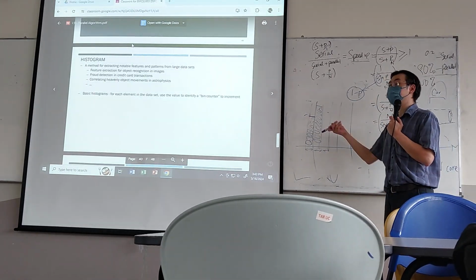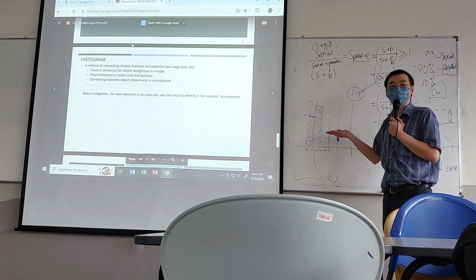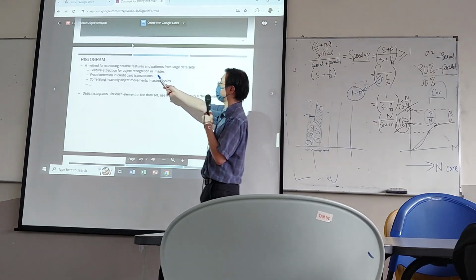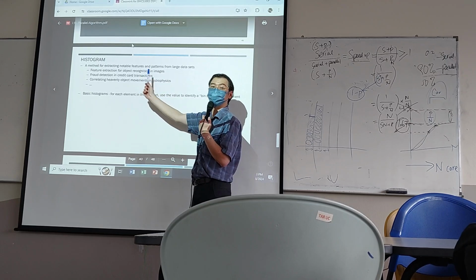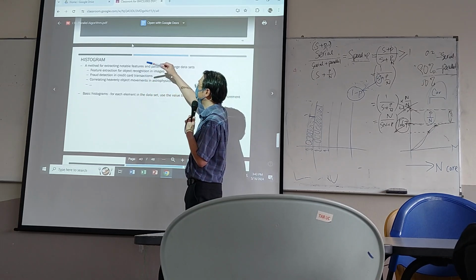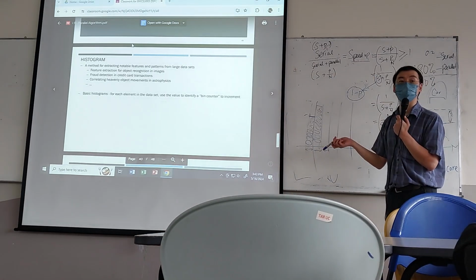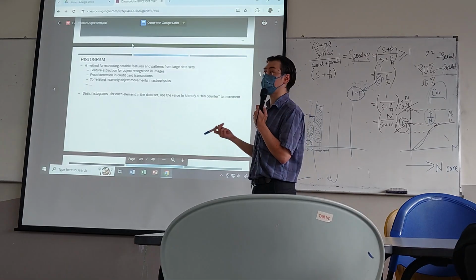Okay, but what I'm talking about here is after you do this, of course, what is the use of that? You can use this for many different things. Feature extraction, like just now, is feature enhancement. Okay, you enhance the feature. And you can use it also for fraud detection. So there's a lot of use of this histogram. Of course, histogram you can use for many other purposes.